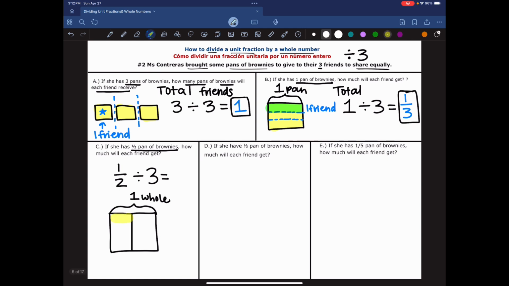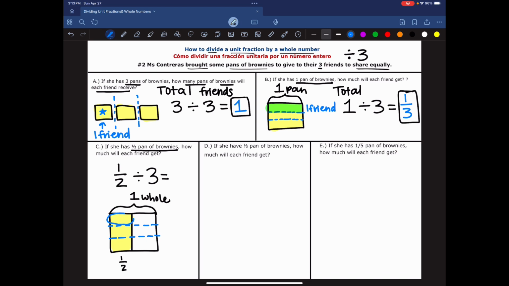First, I draw and highlight 1/2 of a whole since 1/2 is my total. Next, I'm going to partition 1/2 into 3 sections horizontally. It's very important for your dashed lines to be the opposite direction of 1/2.